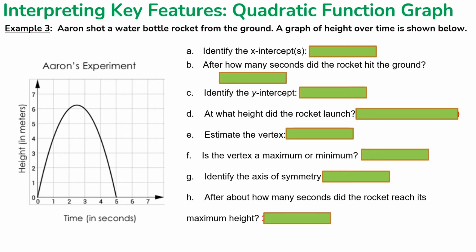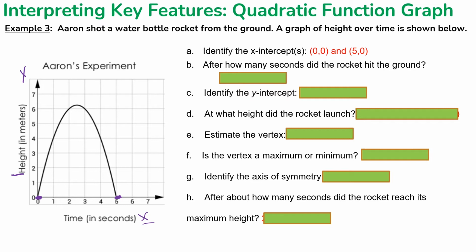Let's look at a quadratic function graph and interpret the key features of this particular graph. It says Aaron shot a bottled water rocket from the ground. A graph of height over time is shown below, so our y value is represented by the height, the y-axis, and time is represented by x. Part A says identify the x-intercepts, where that graph crosses the x-axis, so here and here. That would be (0, 0) and (5, 0).